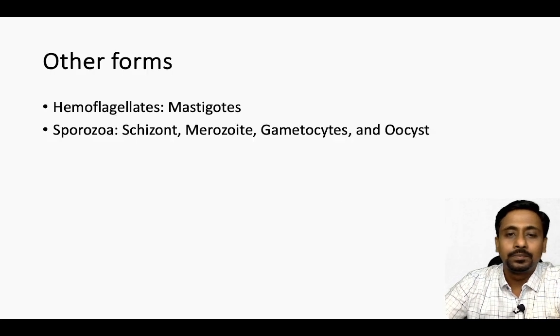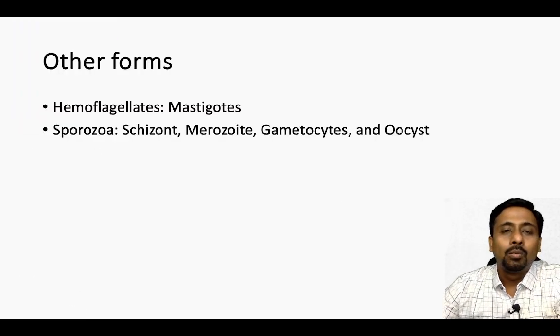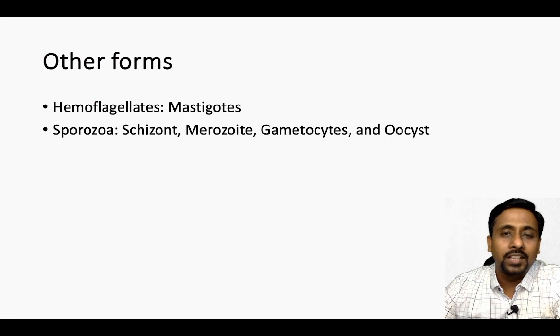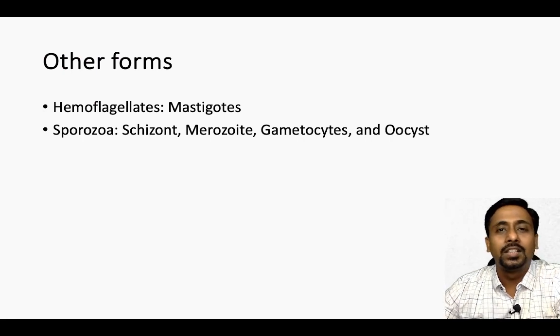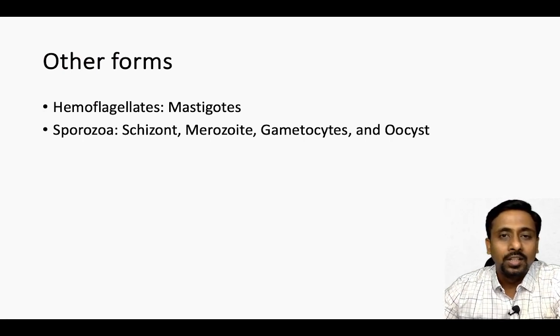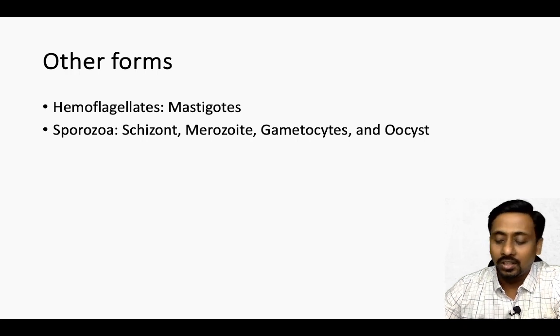So what are the protozoan parasites which have morphological forms other than cyst and trophozoite? These are hemoflagellates and sporozoa. The morphological forms seen in hemoflagellates are called mastigotes, and the morphological forms seen in sporozoa, apart from trophozoite, are schizonts, merozoites, gametocytes, and oocysts.